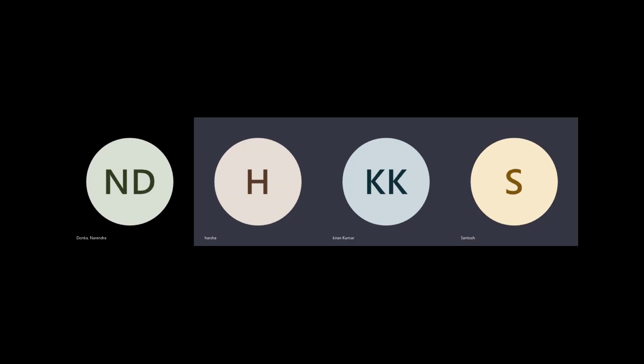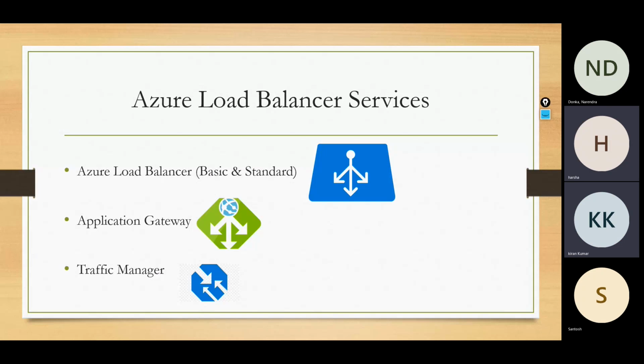Under Azure load balancing services, there are 4 services available: Azure Load Balancer, Application Gateway, Traffic Manager, and Front Door. Totally 4 types of load balancer. We'll look into each one, its purpose and how to use it, one by one, so that we get more idea in which scenario we can go with which load balancer.